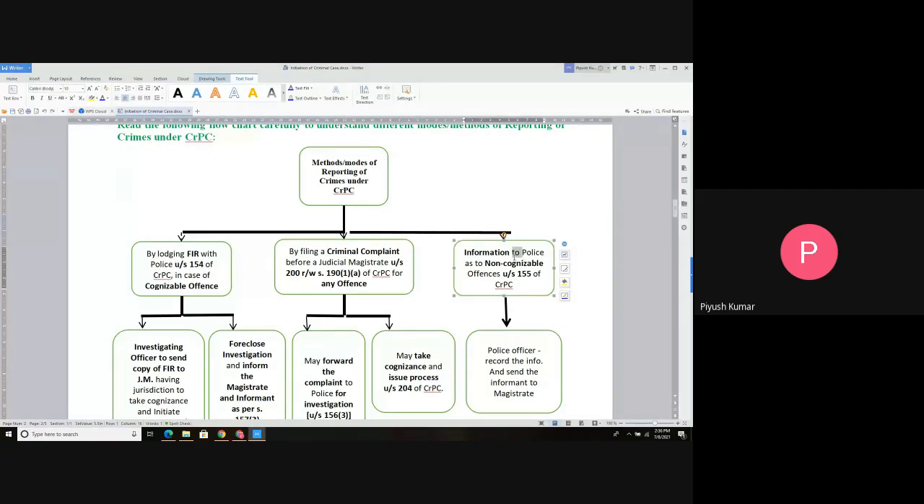So think about it. Do not only read it, but also visualize it. That if A committed the crime of grievous hurt against B by breaking his bone, now B is aggrieved by this commission of crime, then B may approach the police station, nearest police station, wherever he is.